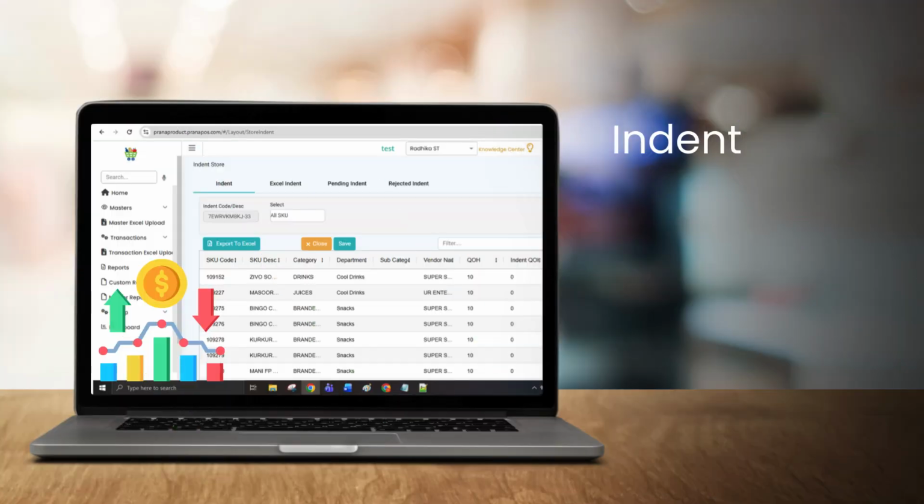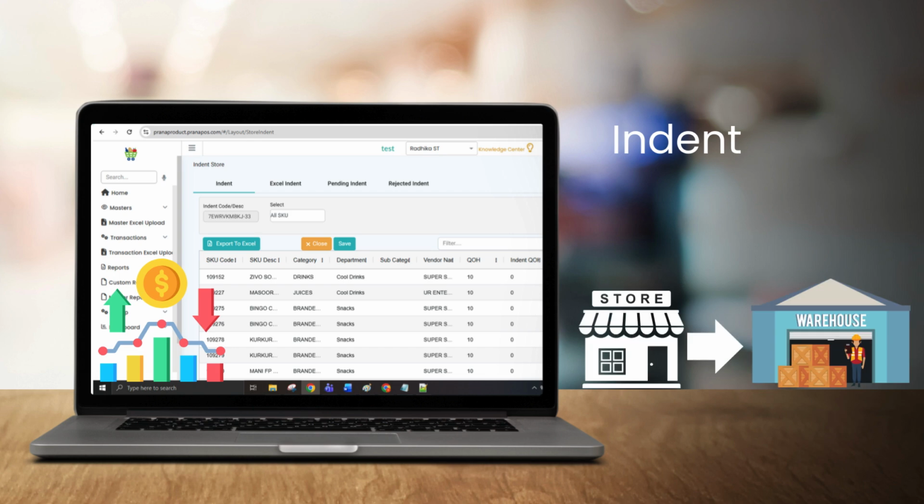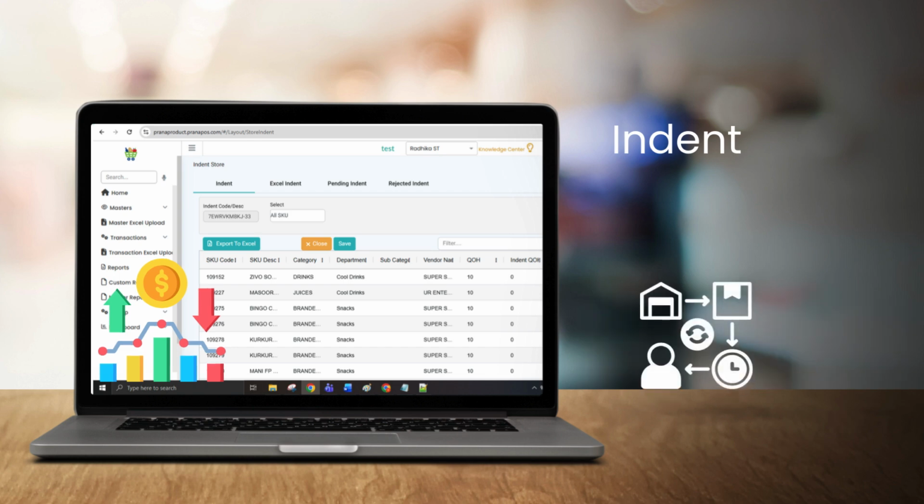An indent is an internal request. Stores raise it when they need stock from the warehouse. It maintains availability and often comes before raising a purchase order.